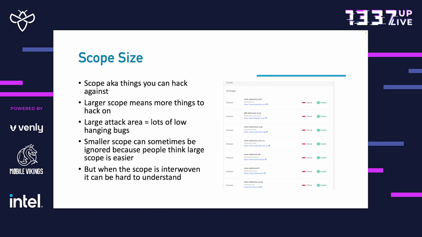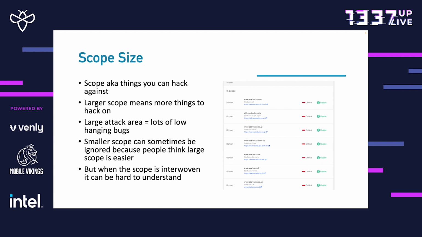So the scope size. The scope is the things you can hack against. Larger scope means more things to hack on. That means a large attack area. There's a lot of low-hanging bugs, and I say low-hanging bugs here as stuff that should have been noticed a while ago. If you have a large attack area, you've simply got more of those, by the process of statistics. You've got one of those in each product and you've got 10 products. Well, there's 10 more than if you only had one product in scope.